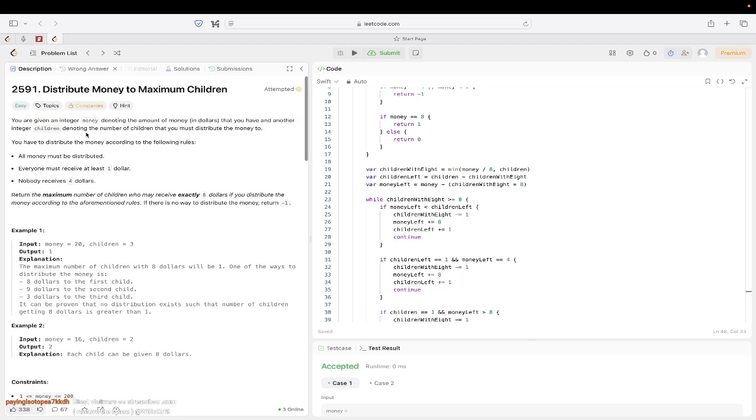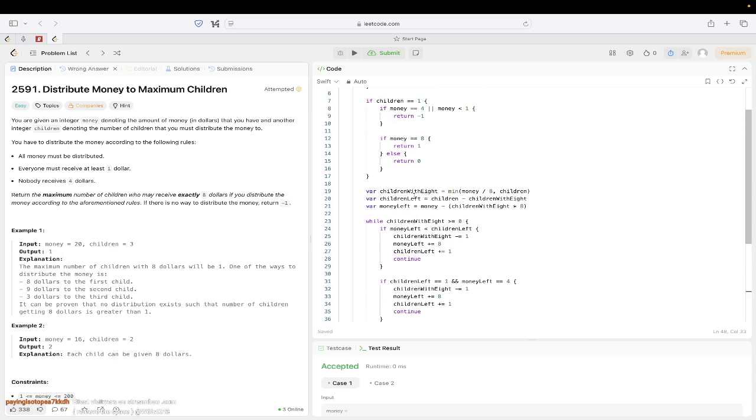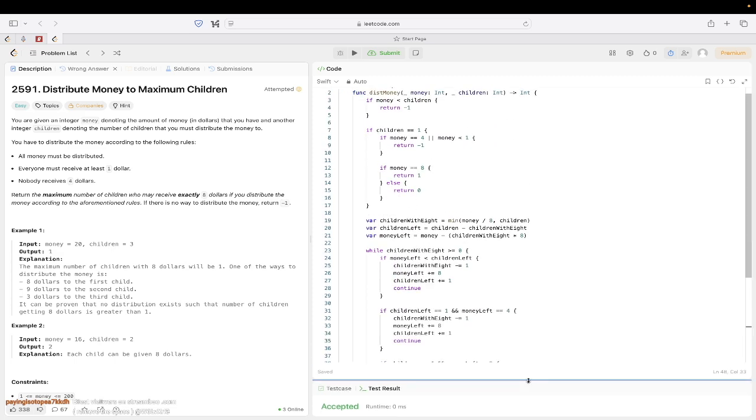Okay, so that was 2591. Distribute money to maximum children. We need to clean it up a bit more.